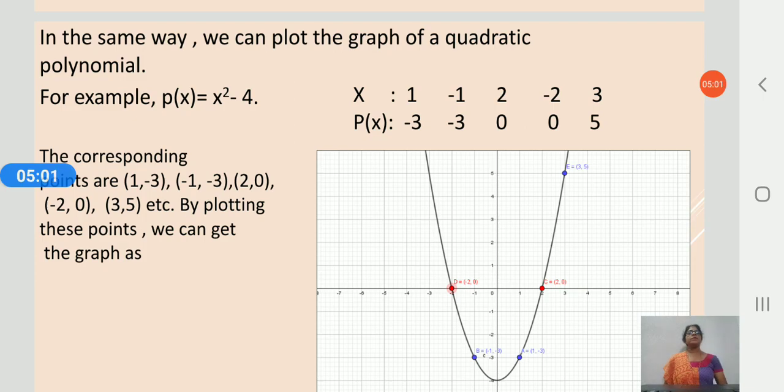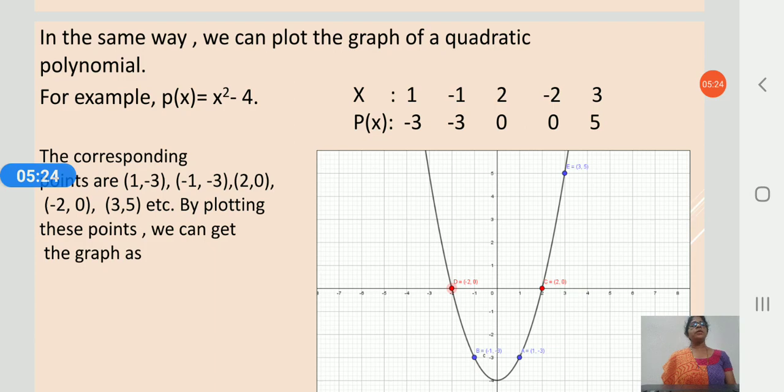Now we got the values of x and p of x. Now we can take the ordered pairs. Which are the ordered pairs? 1, negative 3, first pair. Negative 1, negative 3, second pair. Third pair, 2, 0. Fourth pair, negative 2, 0. Last pair, 3 and 5.